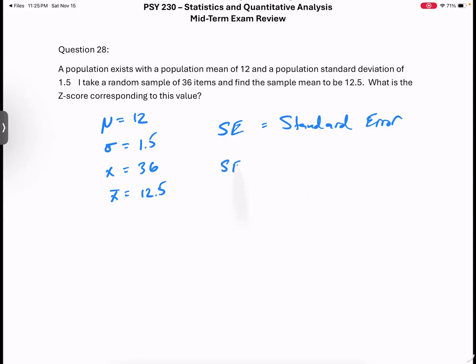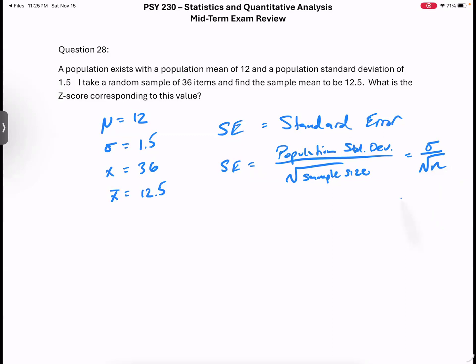The standard error formula is going to be the population standard deviation divided by the square root of the sample size. This may be a little bit more familiar. Population standard deviation divided by the square root of the sample size n.